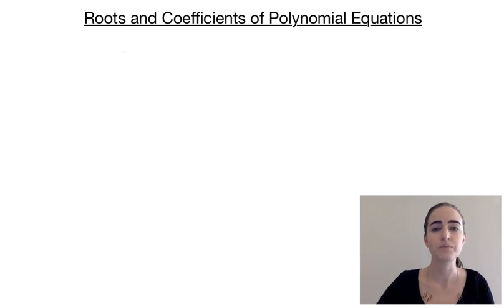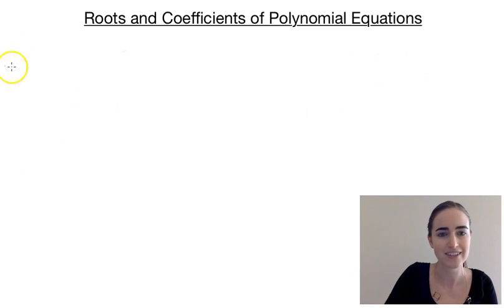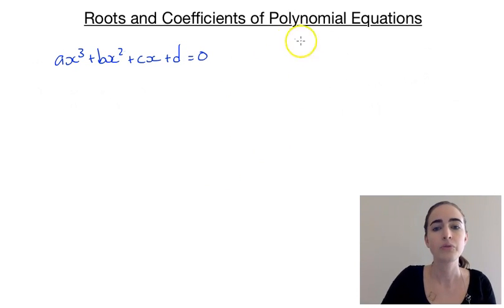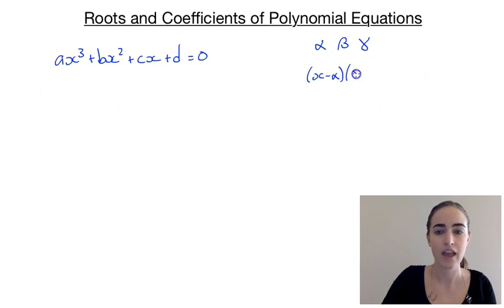So that's with quadratics, but these similar relationships between roots and coefficients will work for any polynomial. So let's have a look now at deriving it for cubics. We just did quadratics. So a cubic would be ax cubed plus bx squared plus cx plus d is equal to 0. Now if we say that it has roots of alpha, beta, and gamma, then we would write it as (x minus alpha)(x minus beta)(x minus gamma) equals 0.